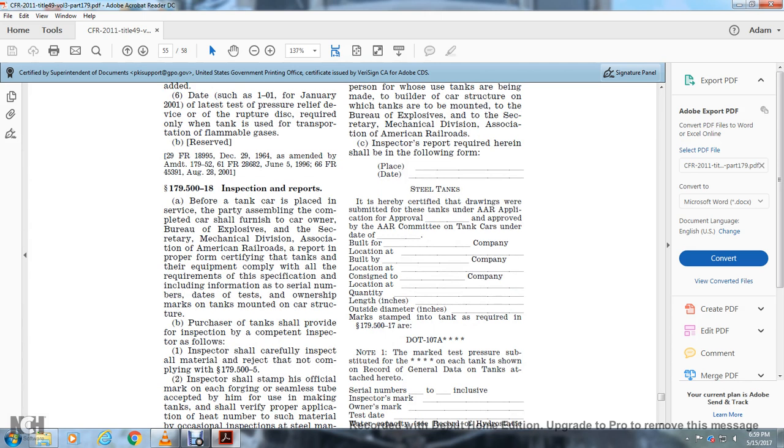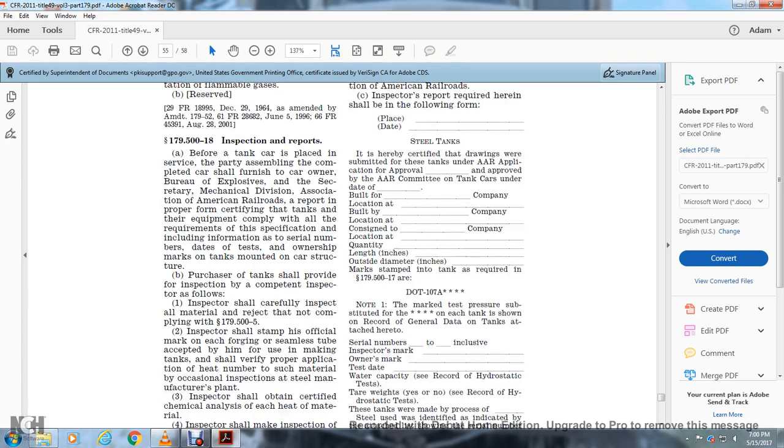179-518 inspection and reports before the tanker car is placed in service. The department assembly is complete with the shell furnished with the car owner, with the Bureau of Explosives, with the Secretary of the Mechanical Division, Association of American Railroads. Report and proper certifying of the tank should be equipped to comply with all the requirements and specifications, including the formation of the serial number and dates of the testing or ownership of the marks and tanks, amount of the structure of the purchase of the tank shall be provided with the inspection.